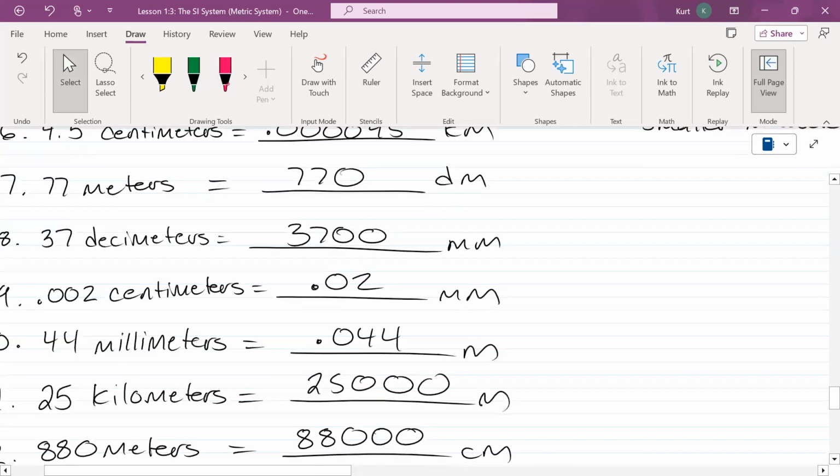Can you do that one now? What would that be? You probably do it in your head. Number 8 times 10. Good. Millimeters. Do number 11.